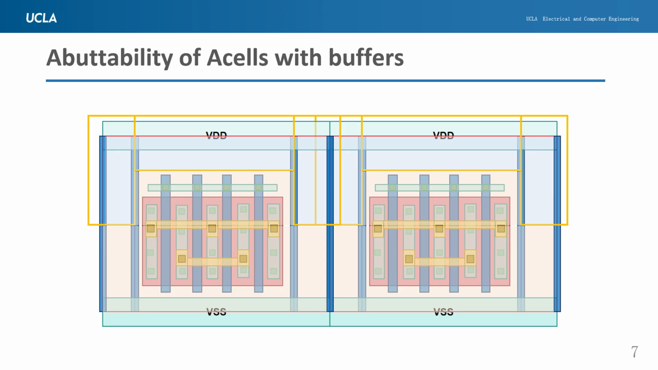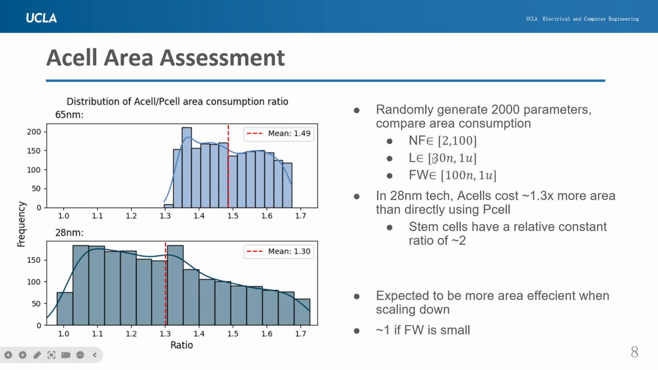We can see that only the buffers touch and overlap each other, and the core region does not have any overlap, or do not touch each other, so that they don't cause any DRC or LVS problems. So in order to qualitatively assess how much area is saved or improved from the A cell, we randomly generate 2,000 sizing parameters and compare the average consumption between the A cell and the same size P cells.